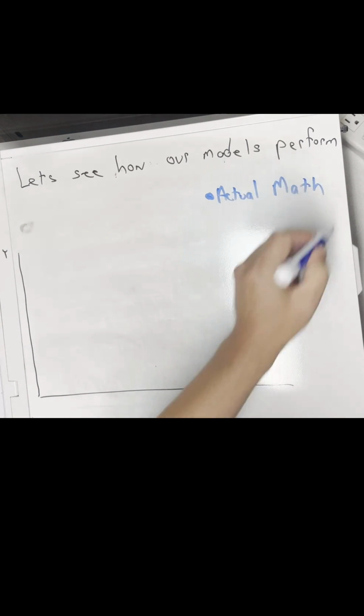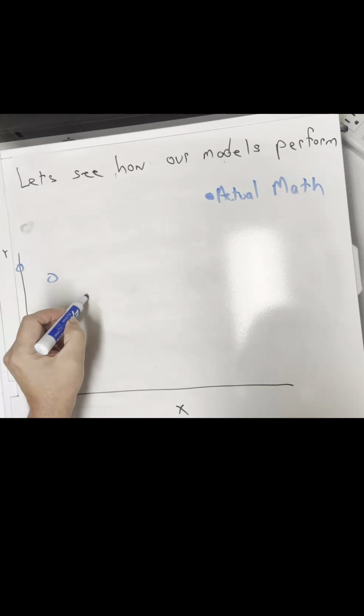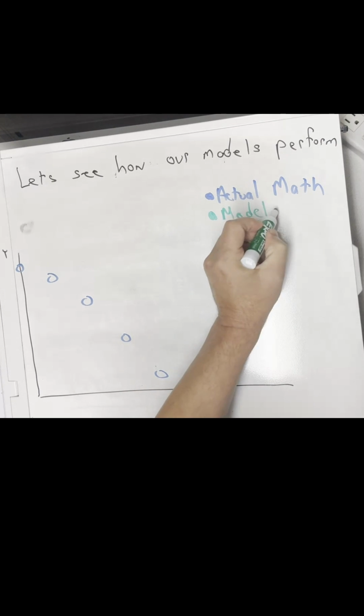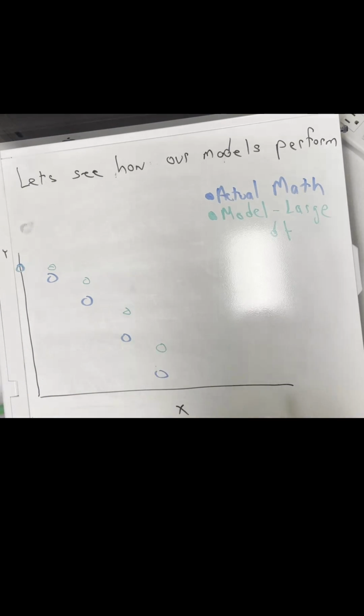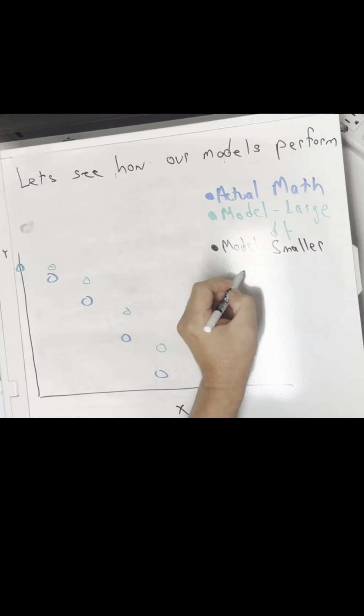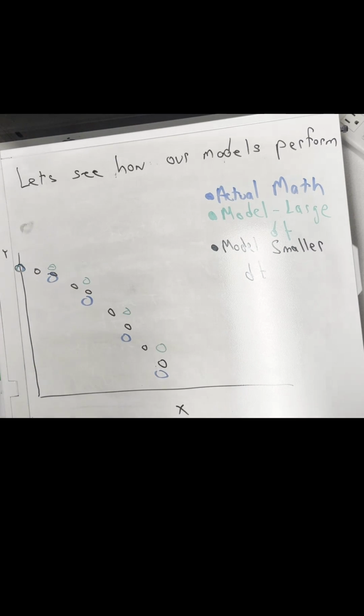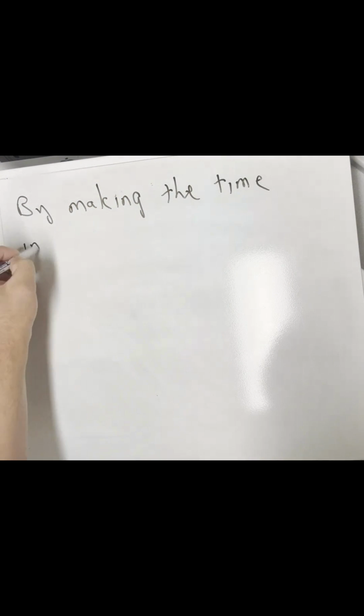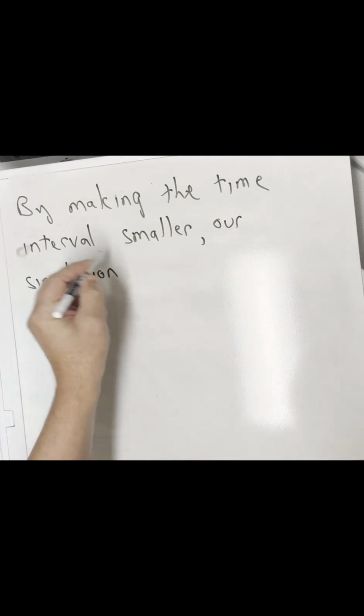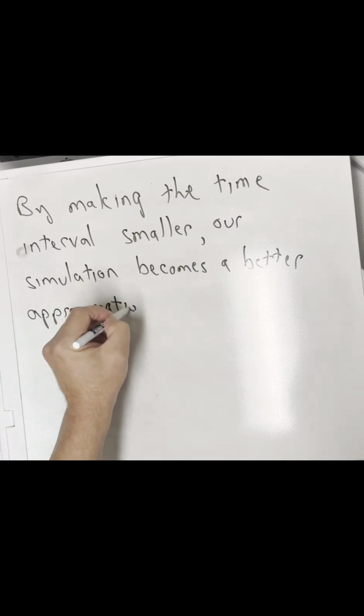Now let's see how our model compares to the actual data using math. We're first going to plot the actual data using the formulas in blue. Next, we're going to plot our first run of the model with a large dt in green, and we'll see that the graph comes out a little bit above the original actual math. Then we use a smaller dt in black, and when we plot this, we'll see it comes closer to the actual values. By making the time interval smaller, our simulation becomes a better approximation of the real world.